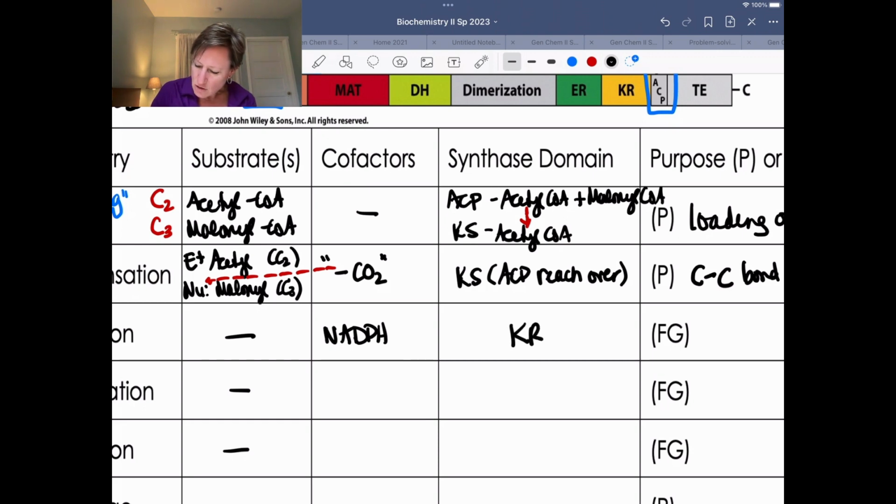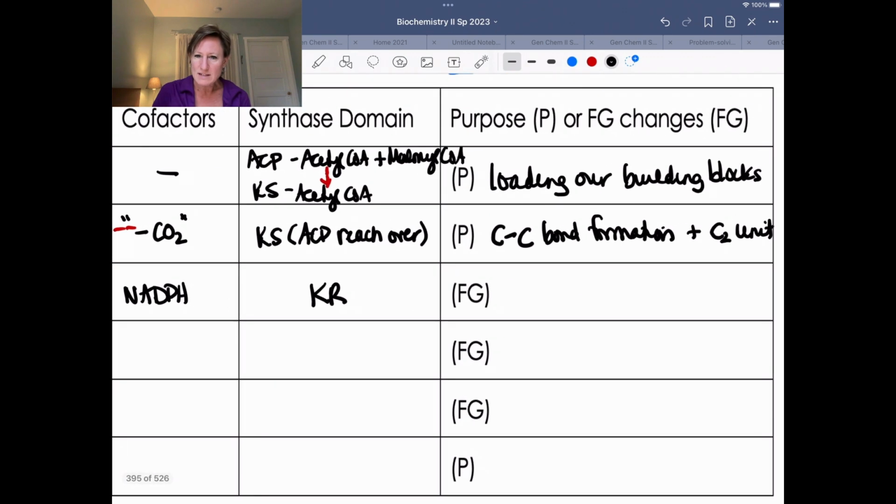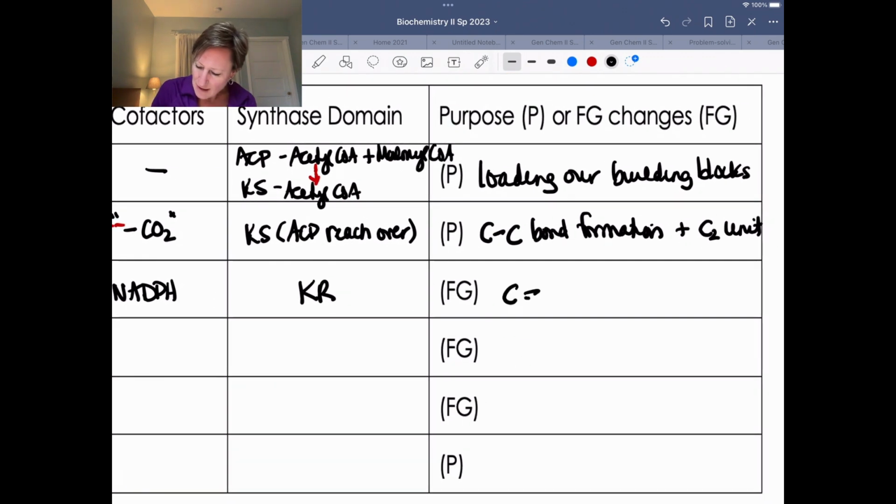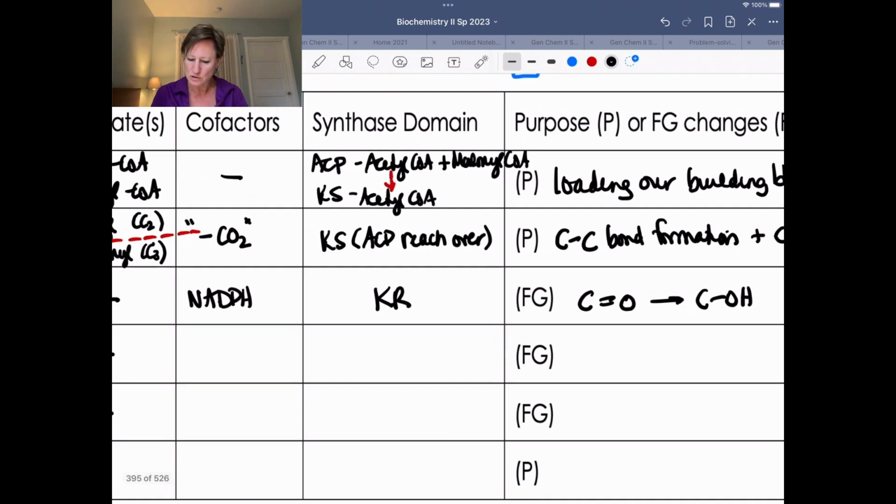You do not need to know these names. I'm going to write them in here, but I'm going to highlight in just a second. These are not names that you need to know. So what's happening is we're basically taking that carbonyl and we're converting it into an alcohol. So that's the functional group changes that are happening when we do this first reduction step.